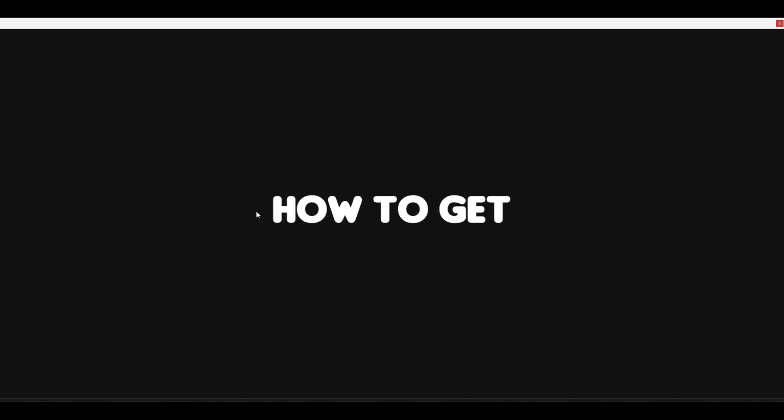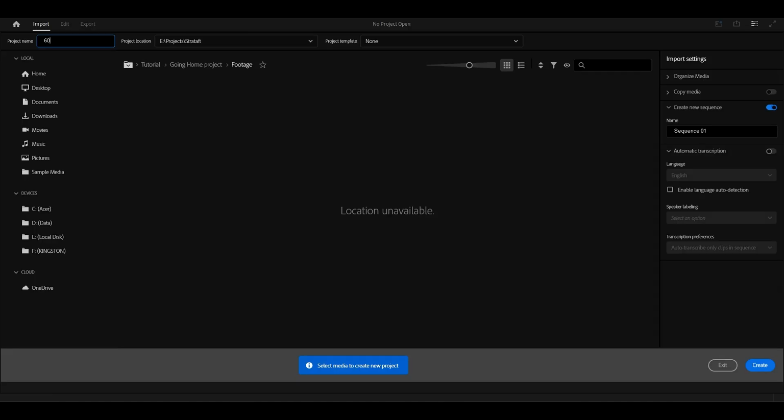Hey, I'm gonna show you how to get the best sequence and encoder settings for gaming videos in Premiere Pro. So I'm just gonna make a new project, 60 FPS.